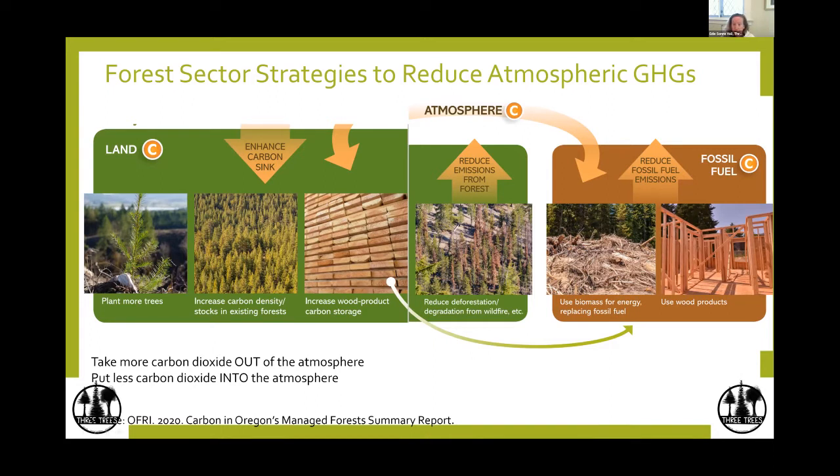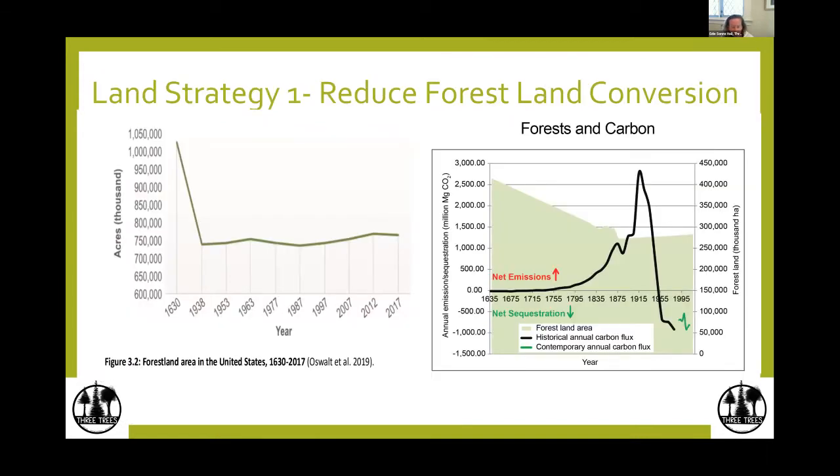Now, I am going to be focused in this talk on these four strategies, the strategies on the land. Mike gave a little bit of a flavor of what the wood product strategy is, and more of that is in chapter 4 in the report. So let's talk about the strategies on land.